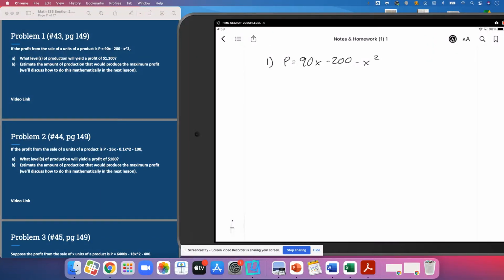So we have a profit function here. If the profit from the sale of X units of a product is that, what level or levels more than one of production will yield a profit of $1,200? So as we've done in the past, we just need to put 1,200 in for our P in the profit function.